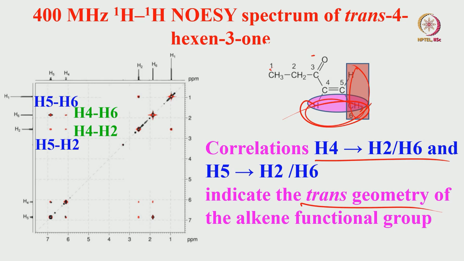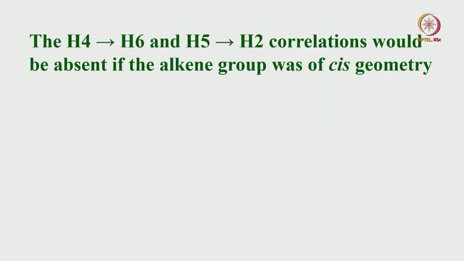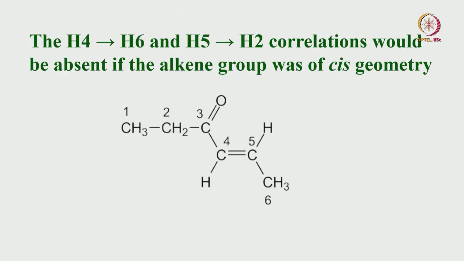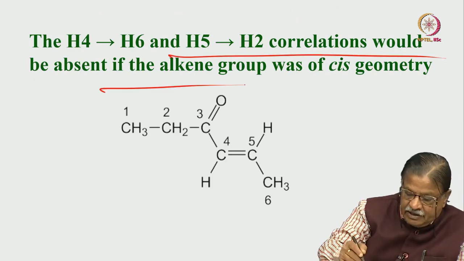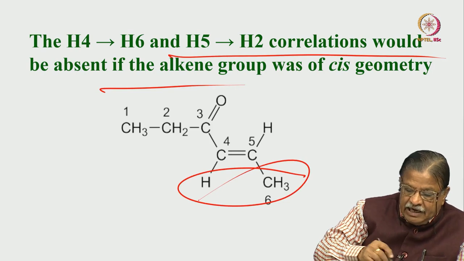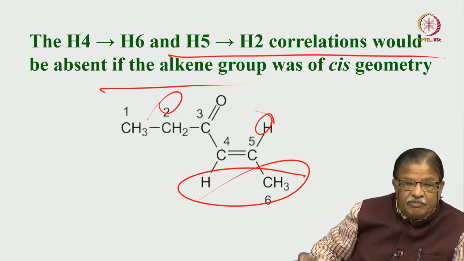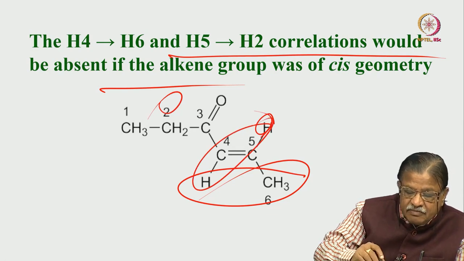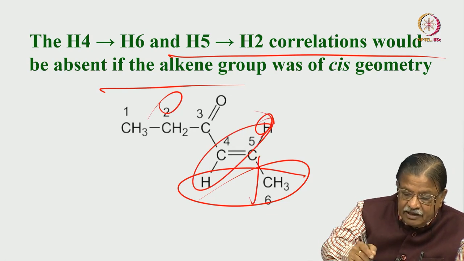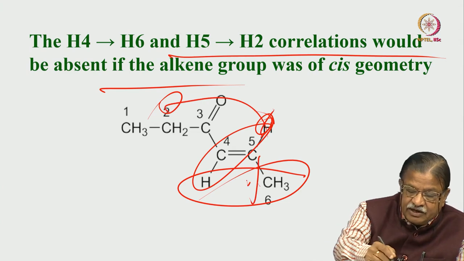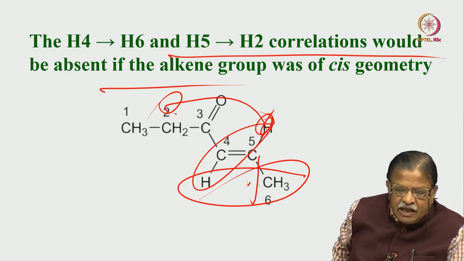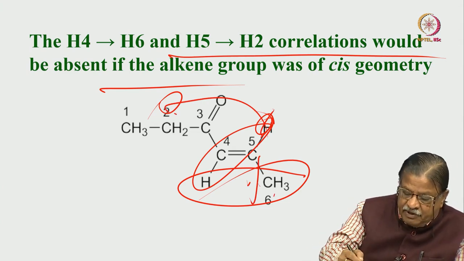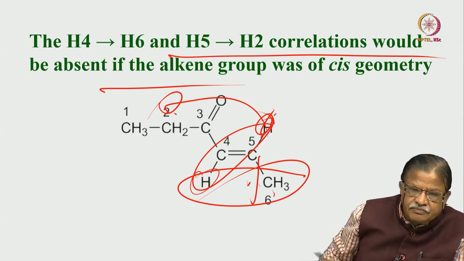Okay, so that is the thing. So, this is what it is. This indicates the trans geometry for this alkene functional group. So, the H4-H6 and H5-H2 correlations would be absent if this group were to be cis, because this H would come here, then CH3 would be here, then this H5 and H2 correlation would not be seen. Similarly, the H4-H6 correlation would not be seen because this will be trans to this one.